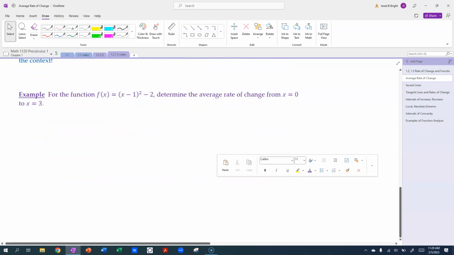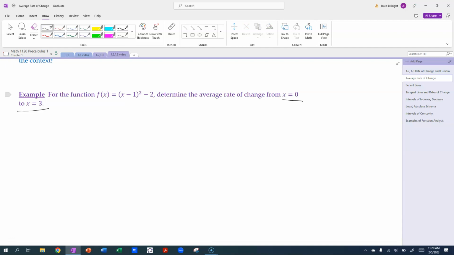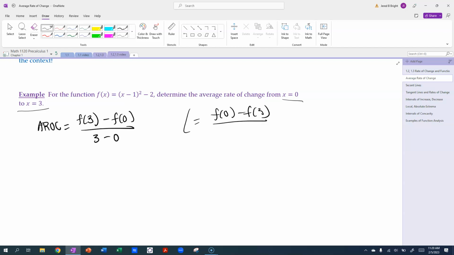So let's see it in a more numeric example. Here we have a function, and we want to determine the average rate of change from x equals 0 to x equals 3. So average rate of change is equal to f of 3 minus f of 0, all over 3 minus 0. As a side note, you could also do it in the other order, f of 0 minus f of 3 over 0 minus 3. The big thing is to make sure that your values match up, so your x1s match up and your x2s match up. Either order doesn't matter.